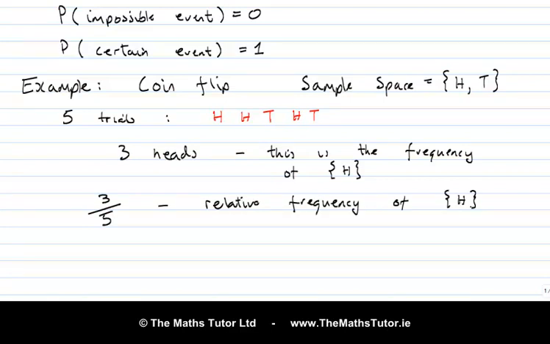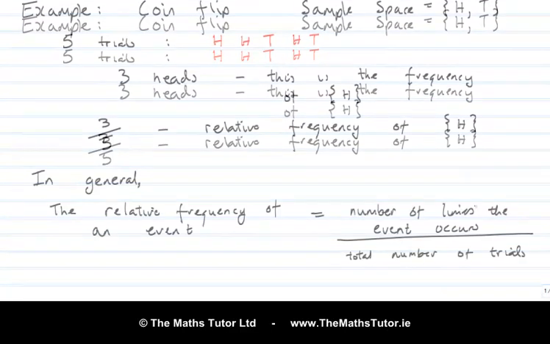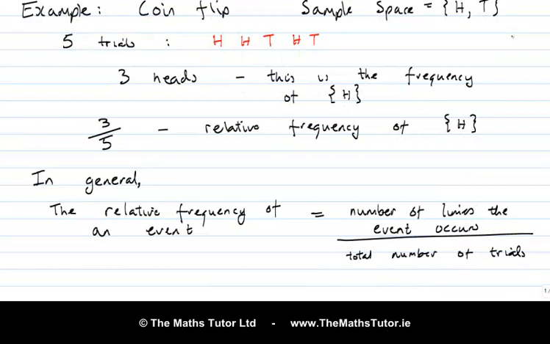So let's say what relative frequency is in general. Here's the general definition. The relative frequency of an event is the number of times that the event occurs, or we could call that the frequency, divided by the total number of trials. So that's what we mean by the relative frequency of an event. In the example above, the relative frequency of the event heads was 3 over 5.